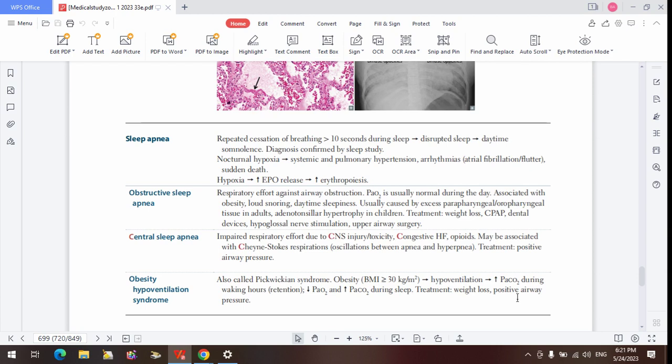So of course, to the three of them, you can give positive airway pressure, and the one that is involving obesity, give weight loss treatment to them. So do you guys get this? So if you guys see it in a question, you must be able to find your way.